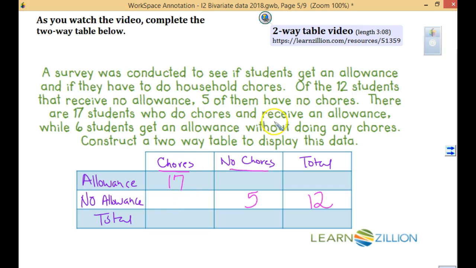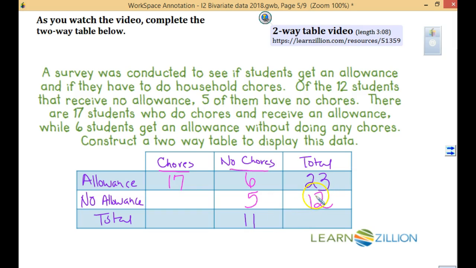The last number that they tell us is that 6 get an allowance without doing any chores. So we want to go allowance with no chores, which is 6. From this information, we now want to fill in the rest of ours. So 17 plus 6, we can easily find that total of 23. The 6 and 5, we can add and get 11.